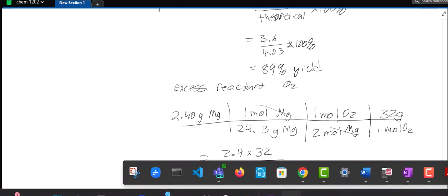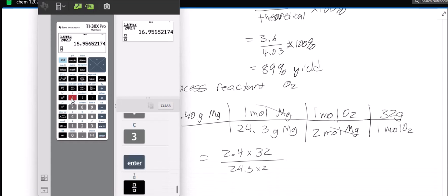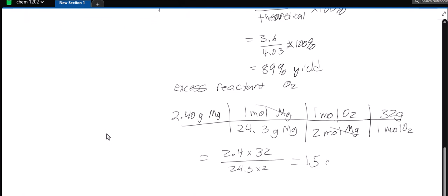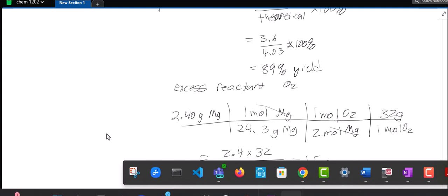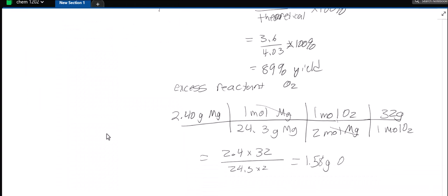And I find this much easier to do on a calculator that has fractions. And then I just put it in fraction form, and then I don't have to remember all my parentheses. So 2.4 times 32 on top, and 24.3 times 2 on bottom. And that would be 1.58 grams of oxygen used.